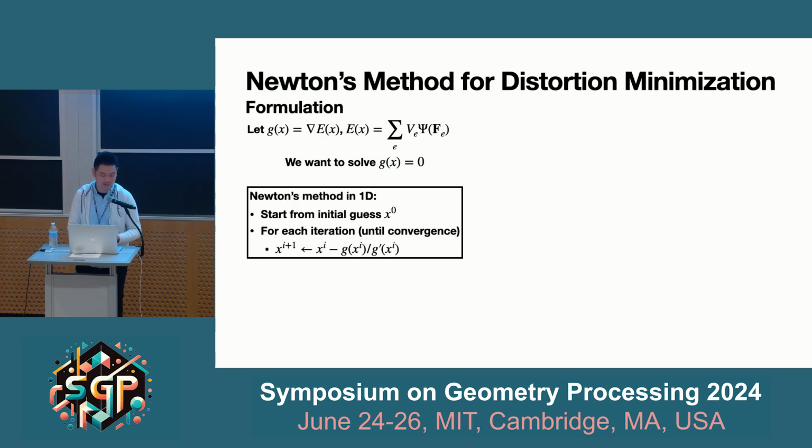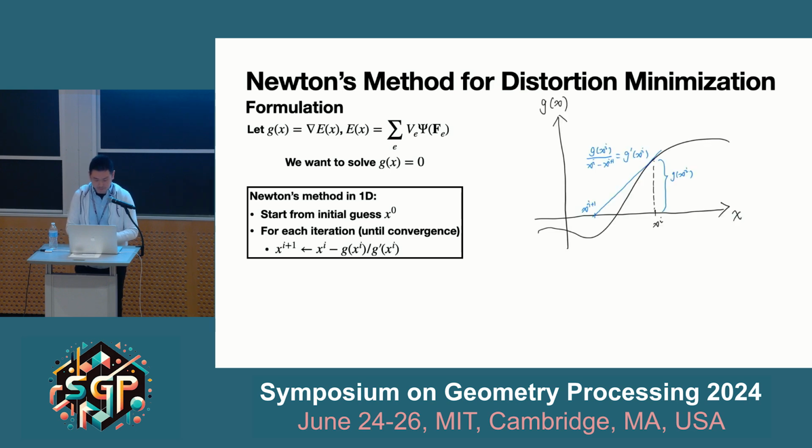And recall that Newton's method in 1D just starts from an initial guess, x0, and then iteratively updates the estimate by calculating the derivatives and calculating this quotient and subtracting it from the current estimate. And visually, starting from one point here, in 1D we just calculate its tangent line and find the intersection point between the tangent line and the x-axis. And the intersection point will just be the new estimate of this algorithm.